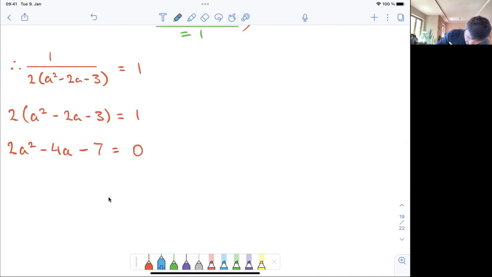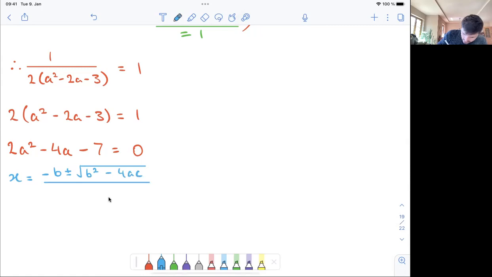And now we have a quadratic equation where we can use the quadratic formula, which is as follows. We'll bring this over here. So quadratic formula is x is equal to negative b plus and minus the square root of b squared minus 4ac over 2a, where b is the coefficient of the a to the power of 1 term in our example here. A is the coefficient of the x squared term, and c is the constant on the end.